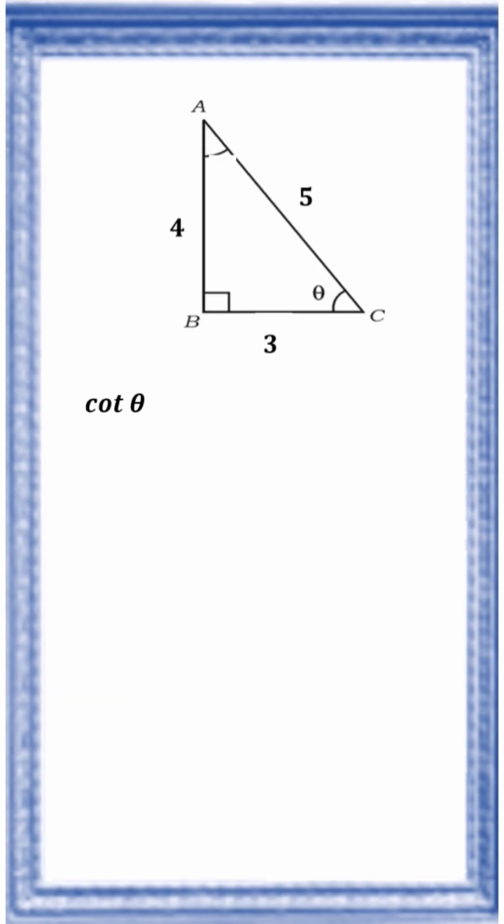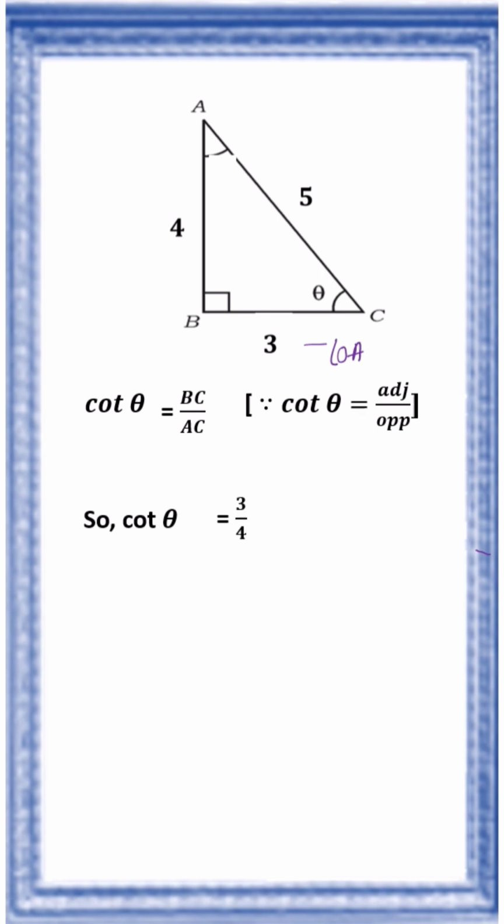Now let us find cot theta. Cot theta is BC by AB, because cot ratio is adjacent by opposite. Opposite by adjacent is tan ratio. Cot ratio is adjacent by opposite. BC is 3, AB is 4. So cot theta is 3 by 4. This is the answer.